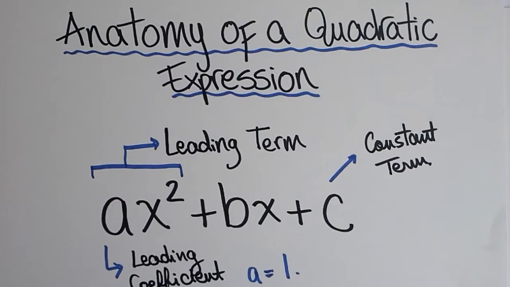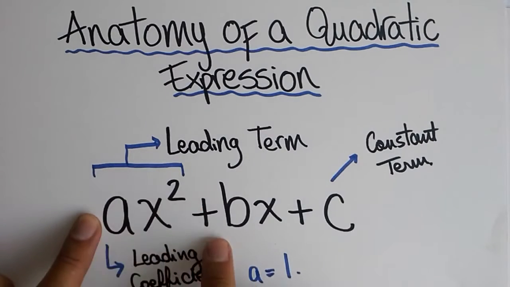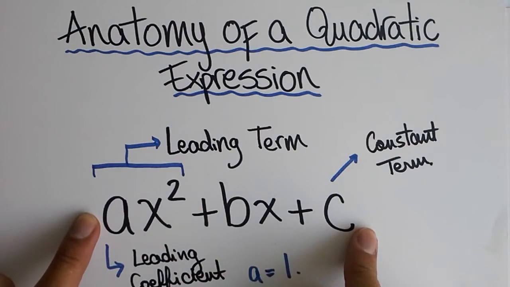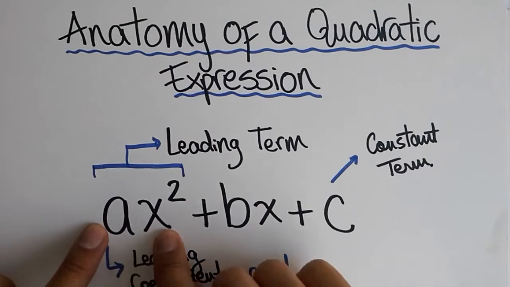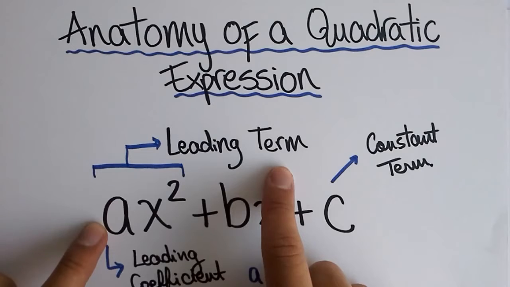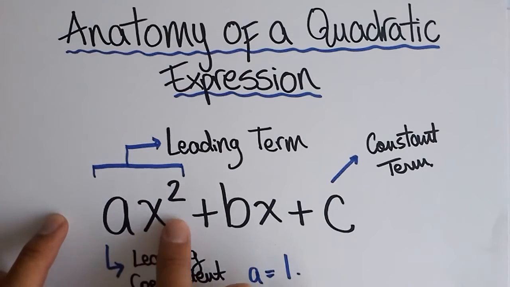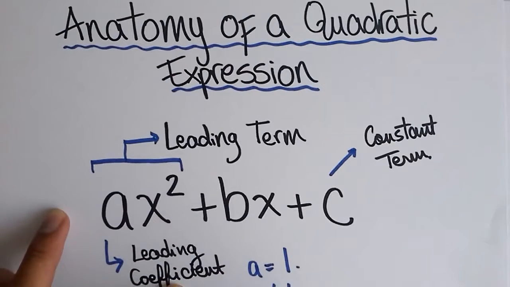Pretty much any quadratic expression that we want to factor, we will find it in this form. 3 terms: ax squared plus bx plus c. This first term, the one that has the x squared, we call it the leading term. Furthermore, the number that accompanies the x squared, we call it the leading coefficient.